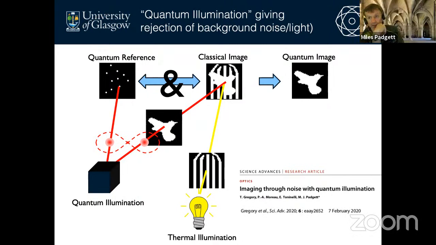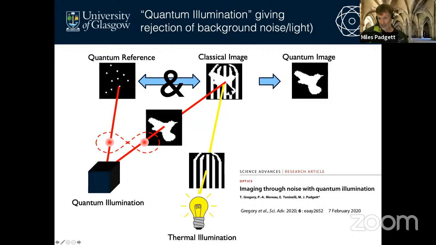If I had no thermal light, if I blocked the thermal illumination, clearly there would be no cage, but there would still be sensor noise. So my idler, my signal beam here would obviously contain the image of the bird, and it would also contain noise events from the sensor.